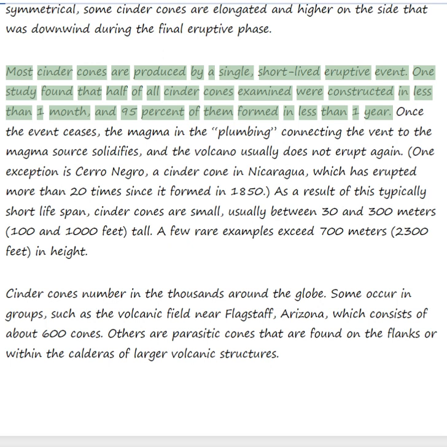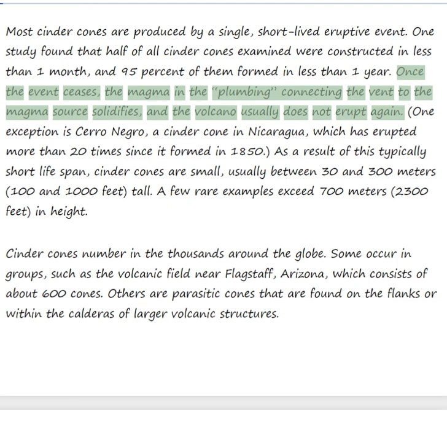Most cinder cones are produced by a single, short-lived eruptive event. One study found that half of all cinder cones examined were constructed in less than 1 month, and 95% of them formed in less than 1 year. Once the event ceases, the magma in the plumbing connecting the vent to the magma source solidifies, and the volcano usually does not erupt again.